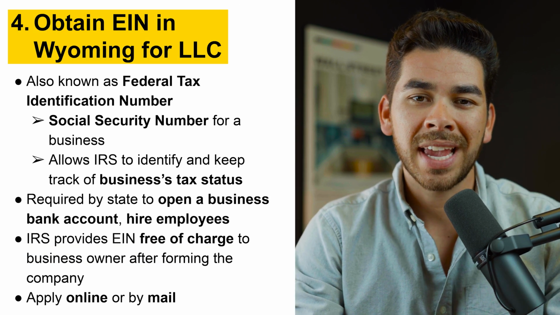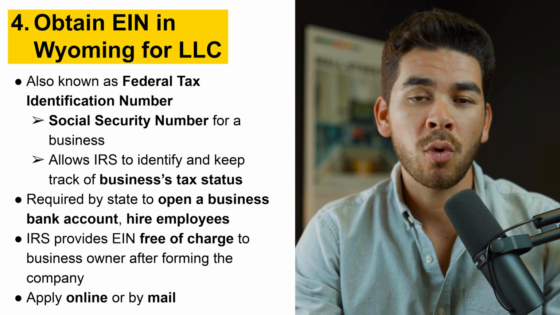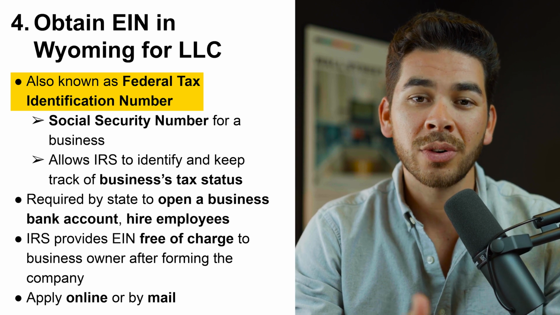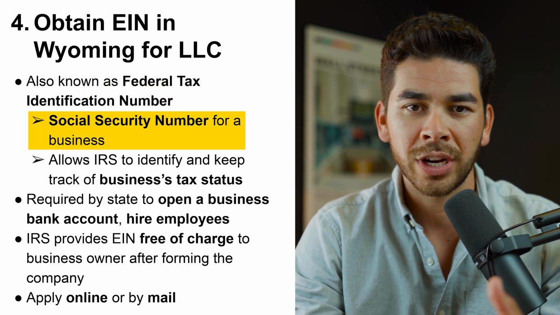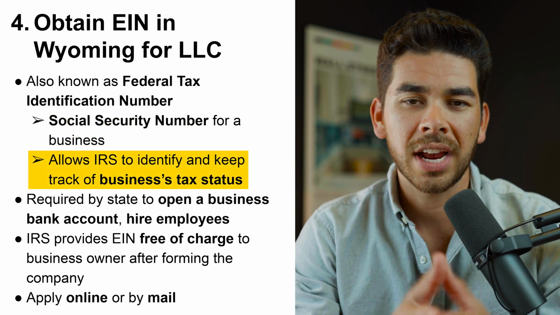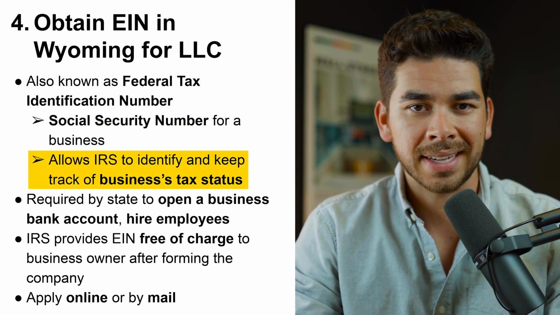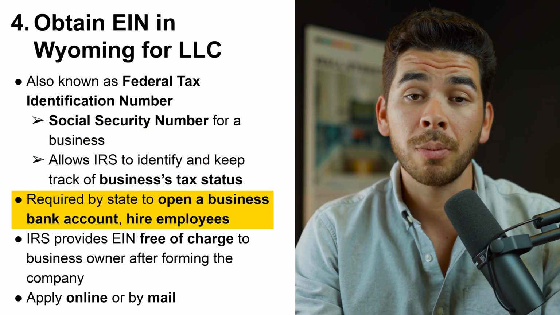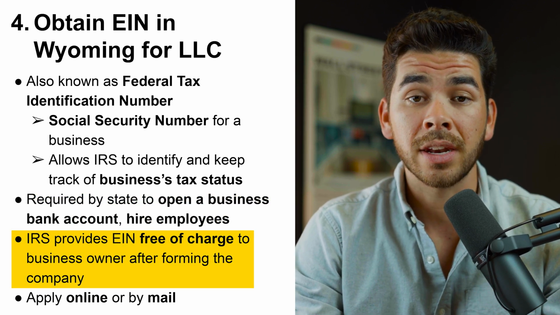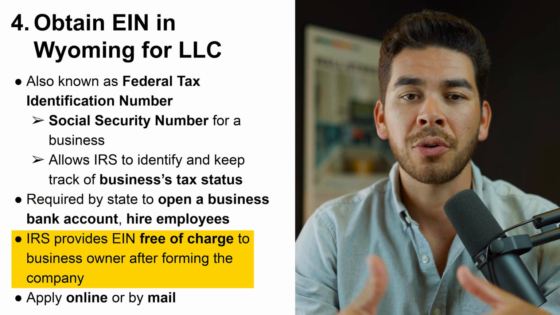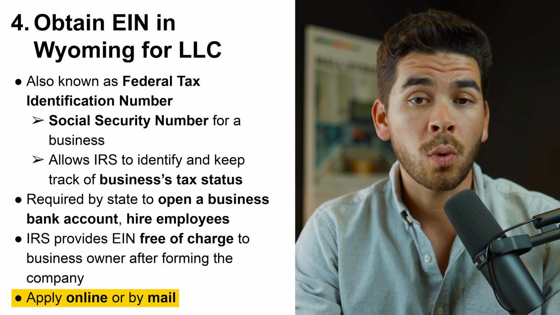Step number 4 is to obtain your EIN number in Wyoming for your LLC. Your EIN number is known as your federal tax identification number, and you can think about this as a social security number for your business. This allows the IRS to keep track of your business's tax status, and it's required by the state to open a business bank account and to hire employees. Now, the IRS provides this EIN number free of charge, but you get it after forming your company, and you can apply online or by mail for this.